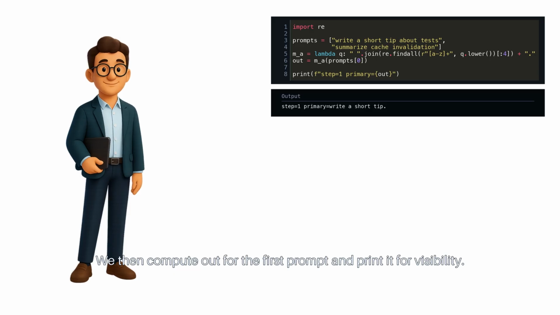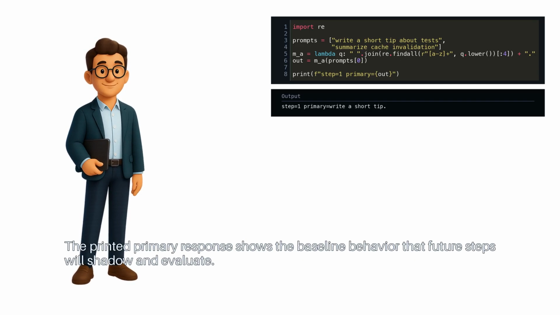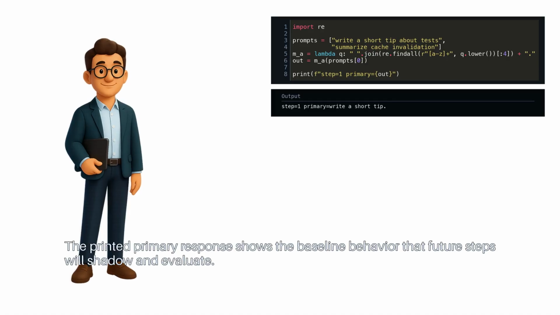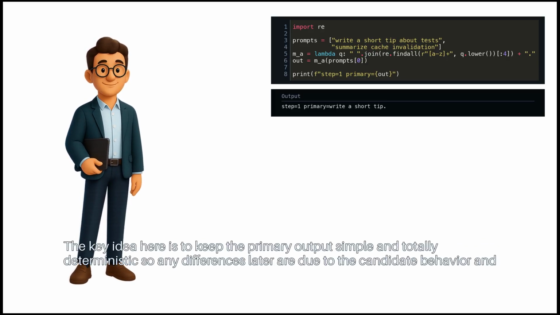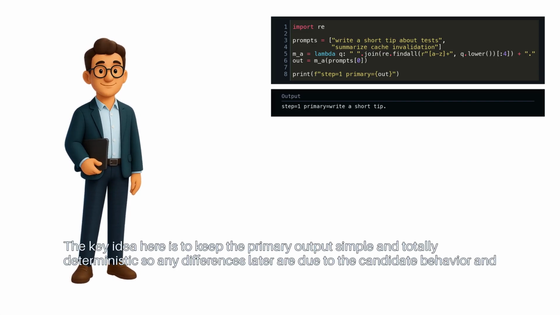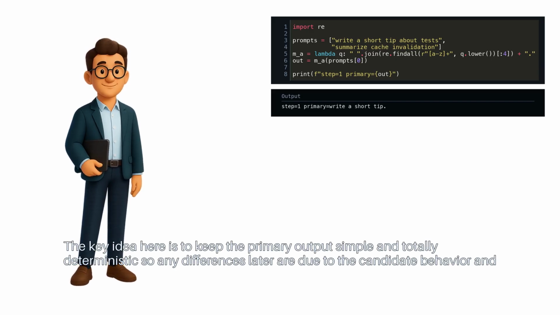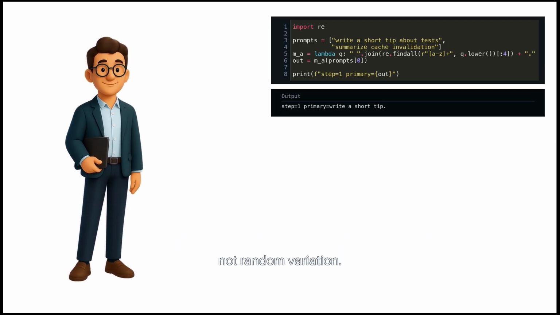We then compute out for the first prompt and print it for visibility. The printed primary response shows the baseline behavior that future steps will shadow and evaluate. The key idea here is to keep the primary output simple and totally deterministic, so any differences later are due to the candidate behavior and not random variation.